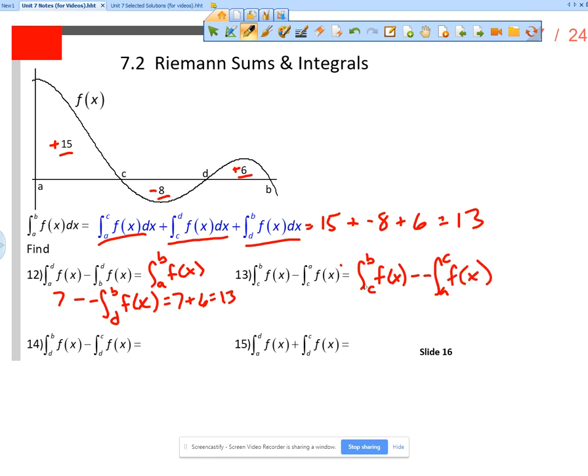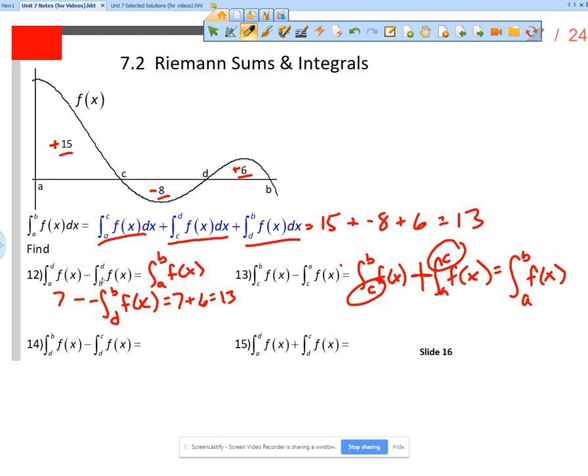And so if I have the integral from c to b plus the integral from a to c, what am I going to get? Well, that, once again, is just the integral from a to b of f of x. All right, so now, one thing that I want you to realize: if I have two integrals added together and they have the same limit on the diagonal, then we can combine them and just say from a to b.